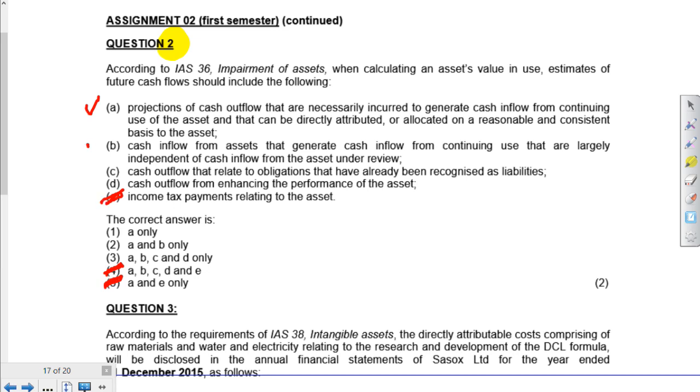And so we know that those 2 are definitely in, so then it's not 1, so it's between 2 and 3. So that only leaves us with then to look at whether C and D are correct. And one of those is definitely incorrect. You see that it says here, cash outflow from enhancing the performance of the asset. We're looking at how the asset is now. Not if I then spend money and put in a new motor, what will the impairment be?